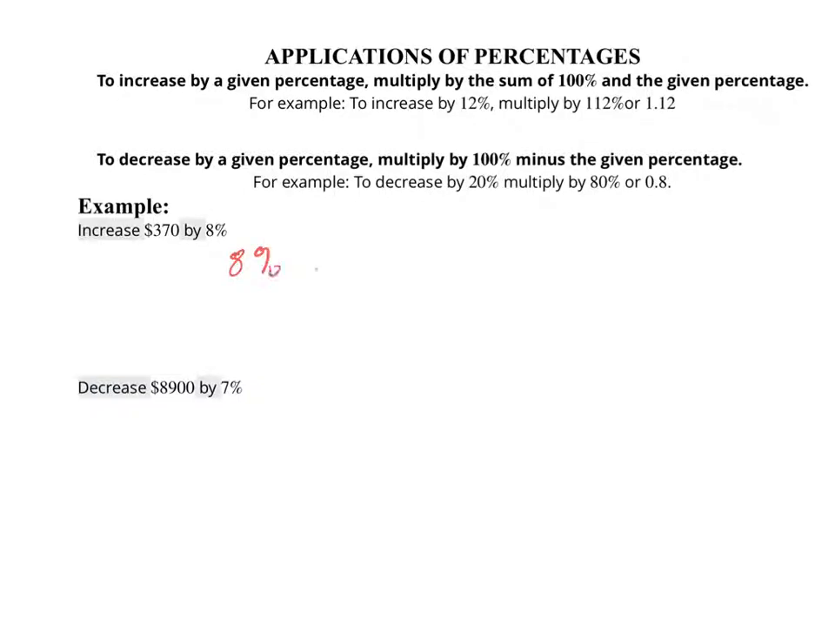8% of 370. Okay, now 8% is 8 over 100. Of means times 370. Pop that into your calculator and you end up with $29.60. Remember, we're talking dollars and cents, so $29.60. Now, we are looking to increase $370 by that amount.